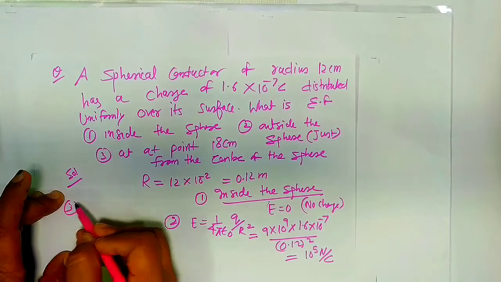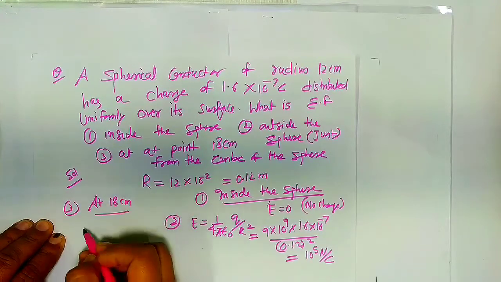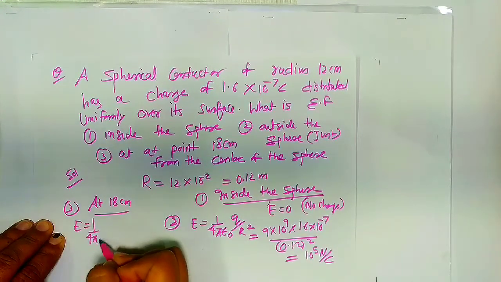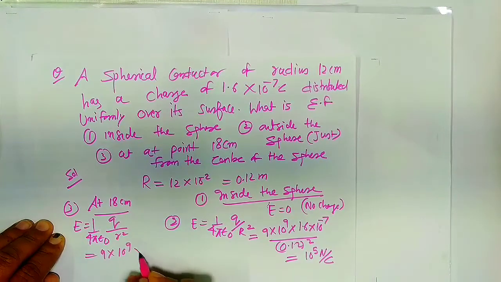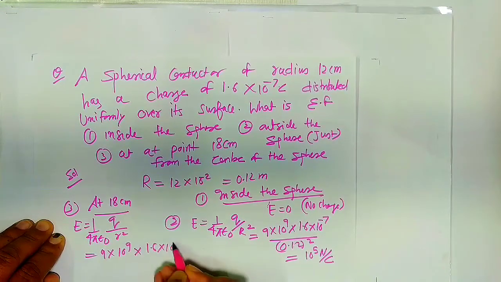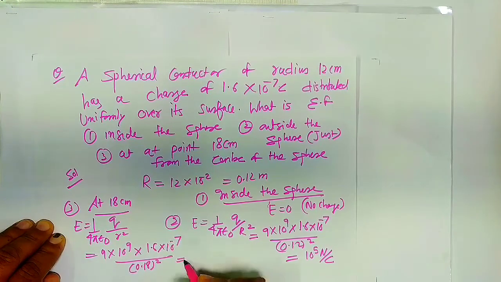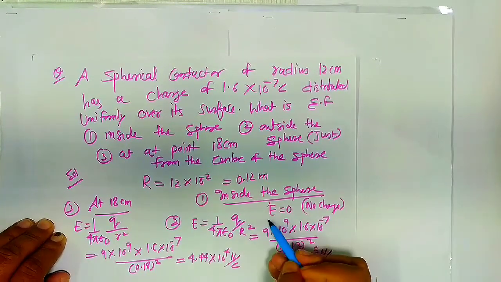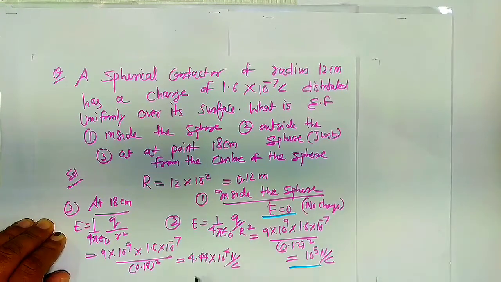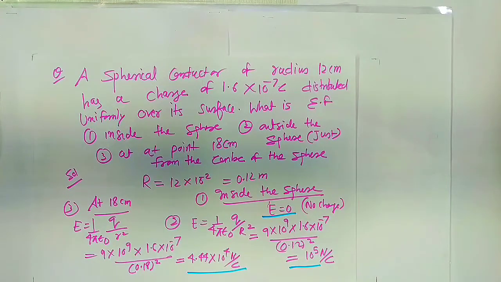And the third one is at 18 centimeter, so you just change the radius. Again the same thing, 1 upon 4 pi epsilon naught q by r square, so 9 into 10 to the power 9 into 1.6 into 10 to the power minus 7 upon 0.18 square. You calculate it, it comes 4.44 into 10 to the power 4 Newton per Coulomb. This is another numerical which has come in the board exam.